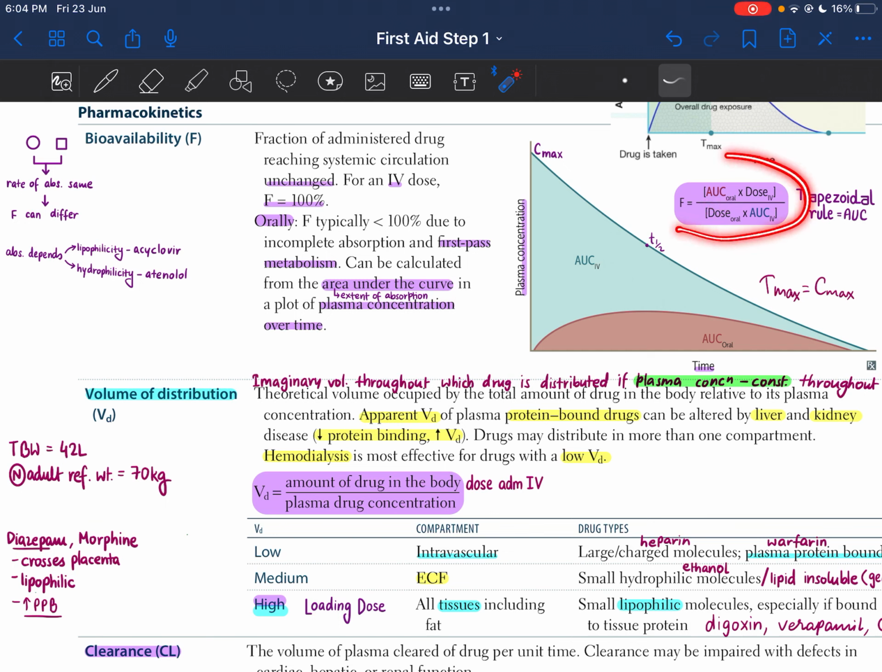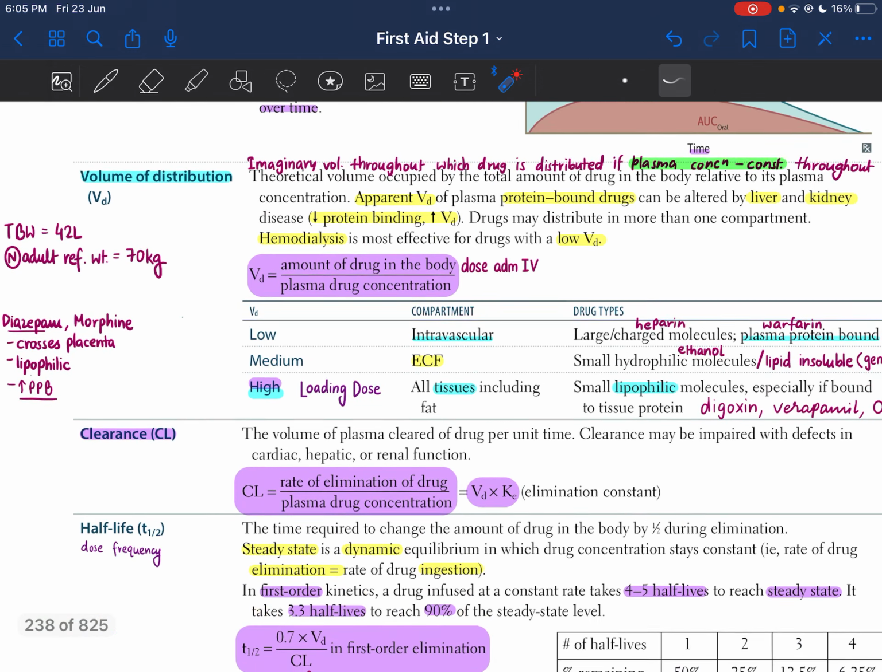So here this particular formula is called the trapezoidal rule. It is the fraction of administered drug that is reaching the systemic circulation. So fraction of what? See, 100% absorption is in IV dose, and oral is basically a fraction of this IV dose. So that's why it is called the fraction of administered drug. And because it's a fraction of administered drug, you're using the trapezoidal rule here. Okay, so this is the first part.